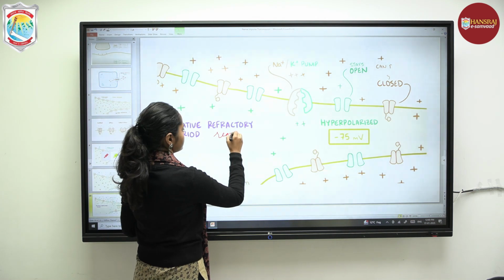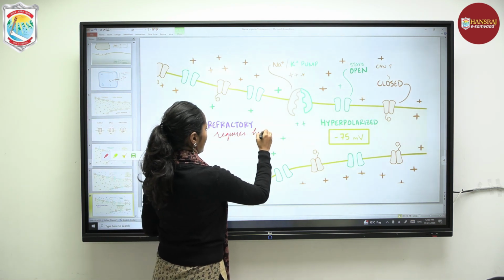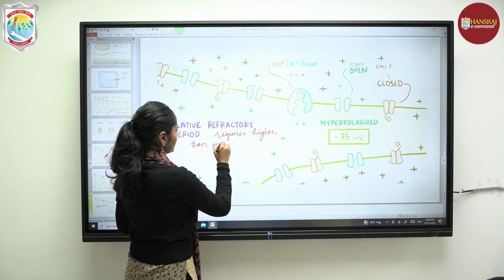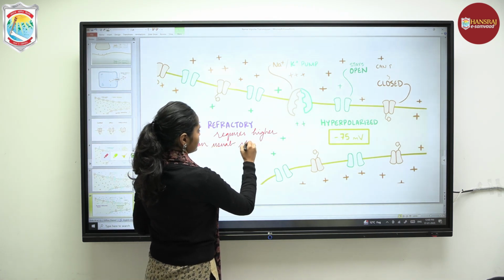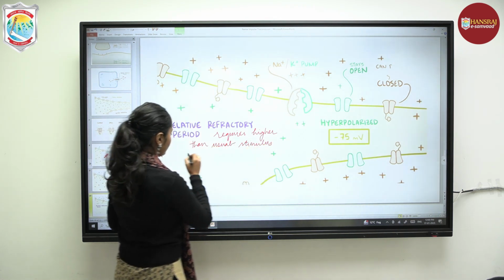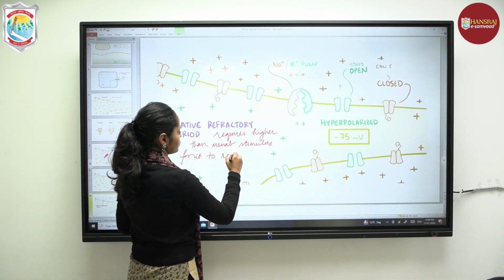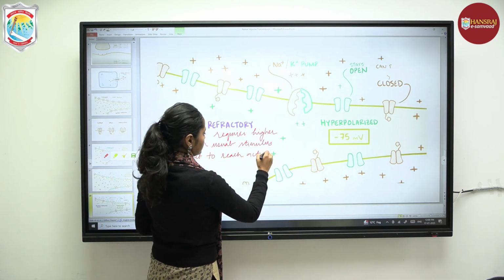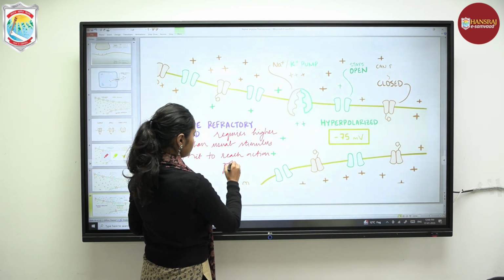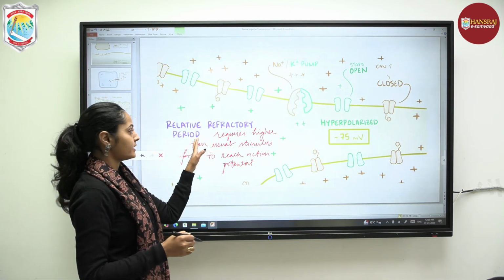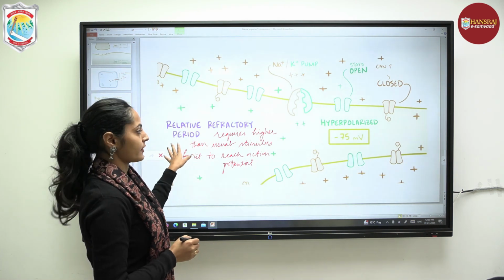It requires higher than usual stimulus for it to reach action potential. But it can be stimulated. That's why it is not absolute refractory period.